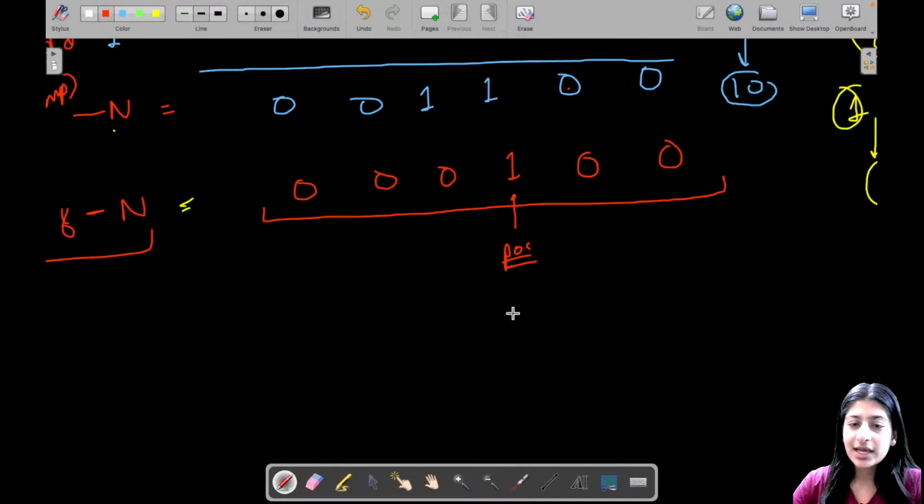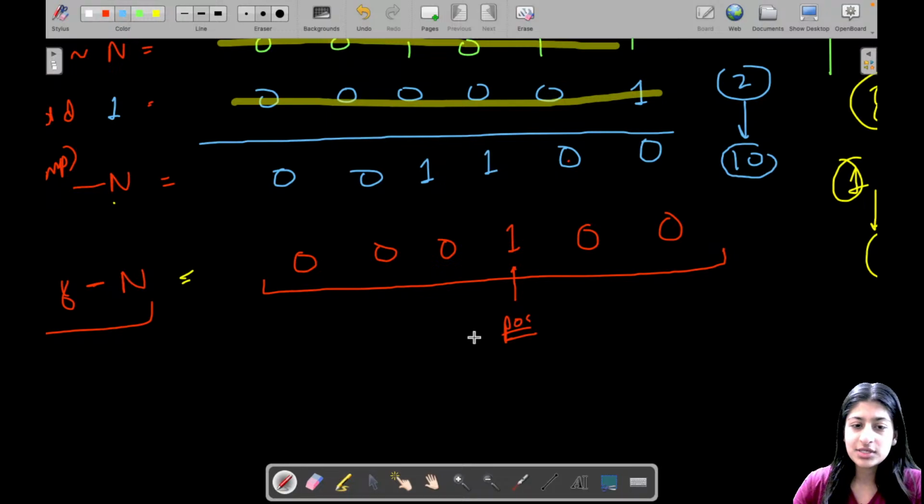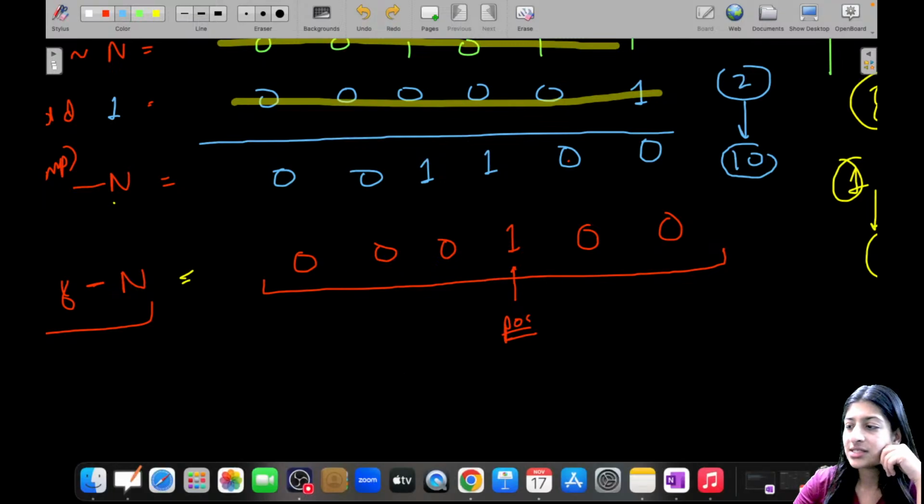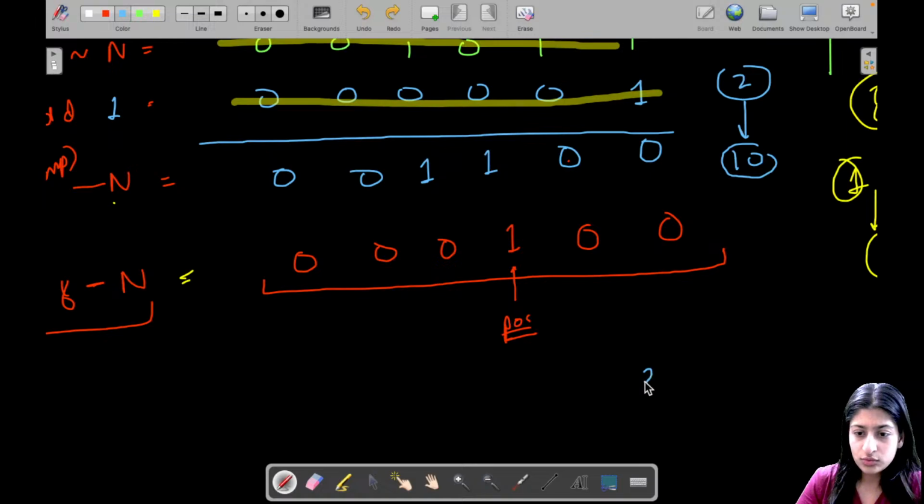Okay, so how can I do this thing? I can easily do this thing. See, this is the binary representation for the sake of our understanding. Actually, this number will get converted to what? 100 is the representation of what? So this is actually 00100. So this number is what? 2 to the power of 2, right?